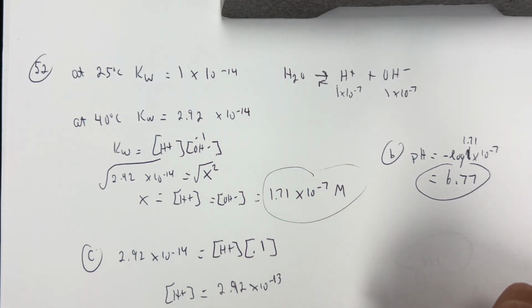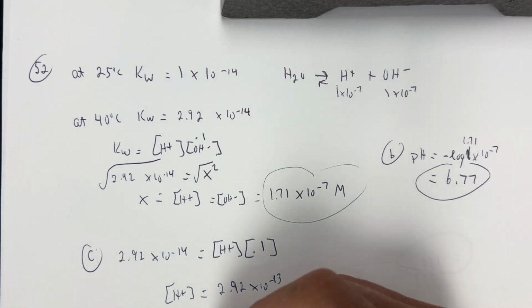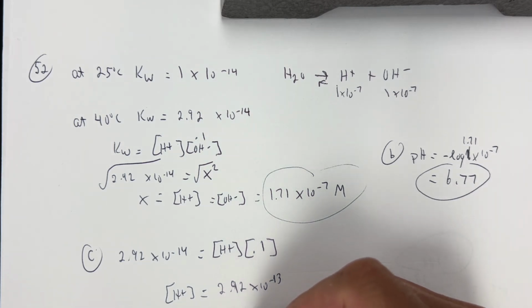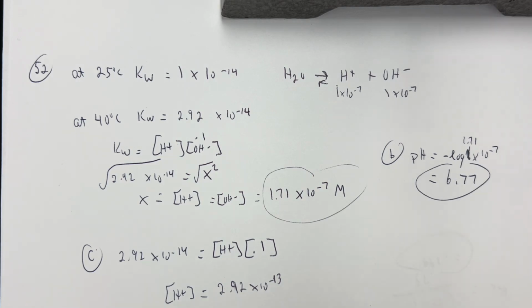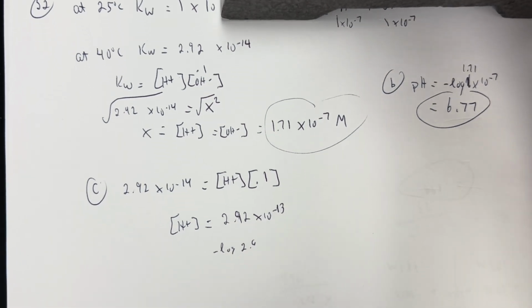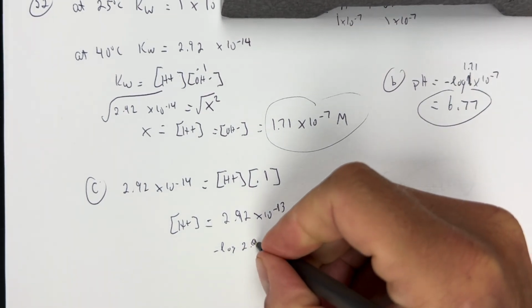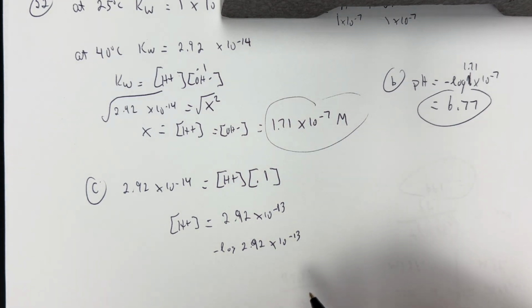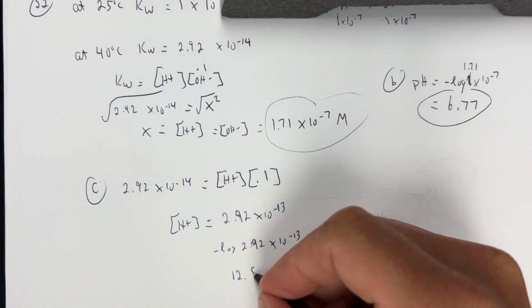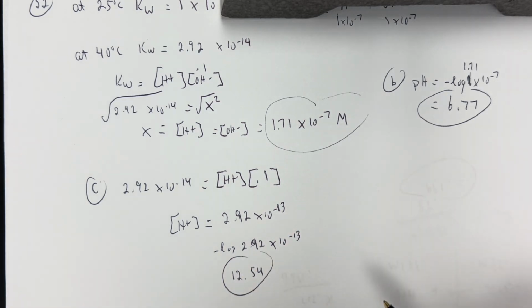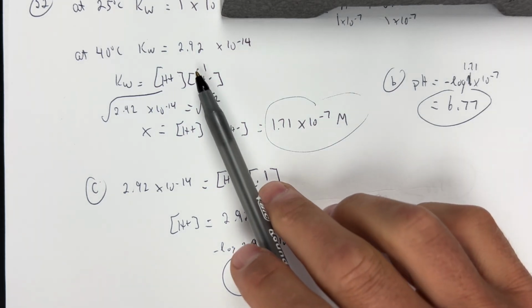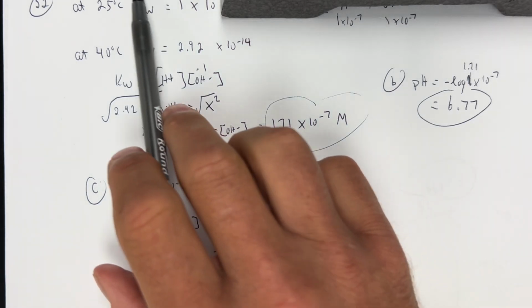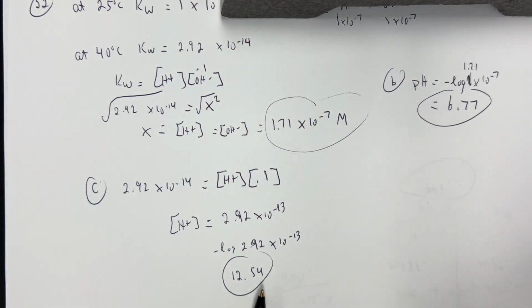And then it wants to know the pH. So we can go negative log of 2.92 times 10 to the negative 13th. And our pH in that case is 12.54, which makes sense since we have a much higher concentration of OH negative than we do of H plus. We generally just deal with Kw at that value there.